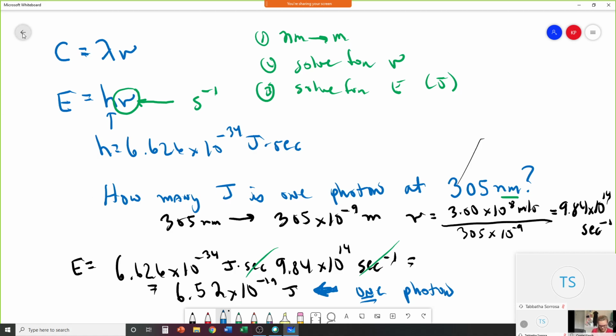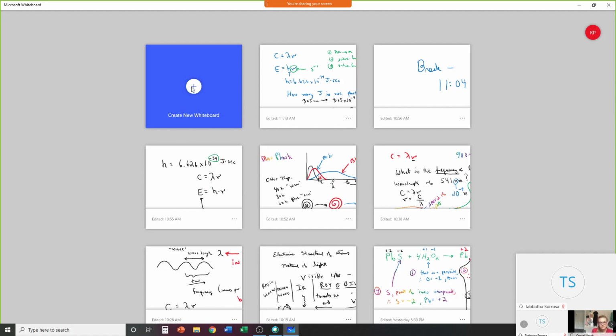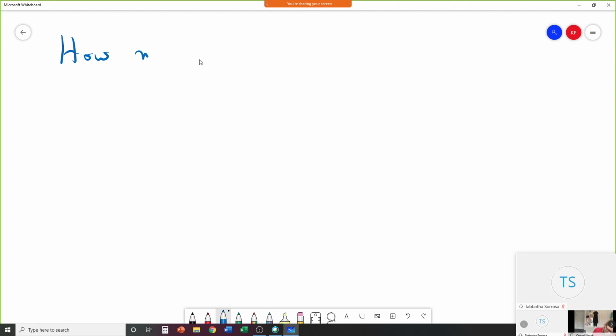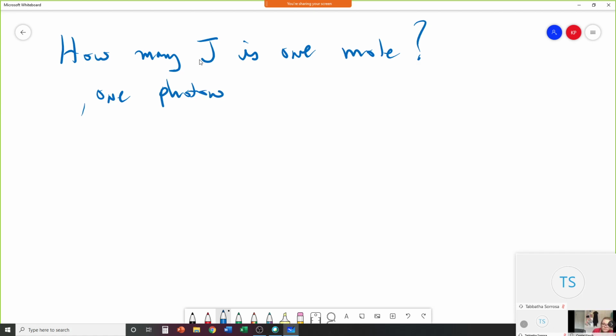And so let's say we have that, and I want to know how many joules is 1 mole of these photons. How many joules is 1 mole? And I just told you that one photon that we just calculated, one photon is what? 6.52 times 10 to the minus 19 joules, right? Okay, how many is in a mole of photons? Now that's a lot of photons.